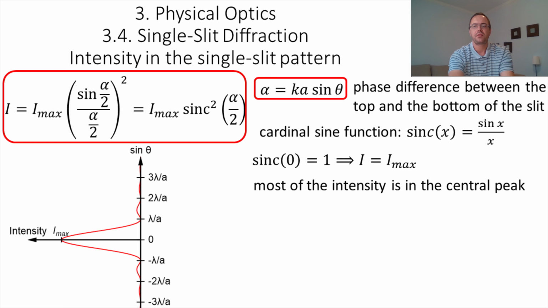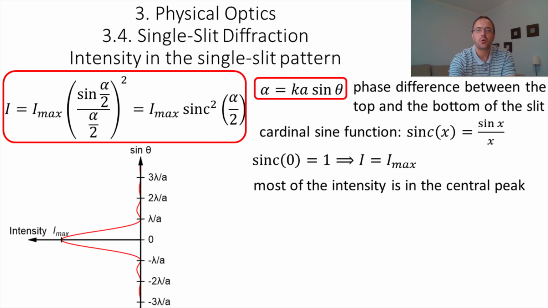And then it decreases rapidly. Right? So most of the intensity is in fact in the central peak. And you can also see on the graph, and we have already shown that the dark fringes with 0 intensity are given by sine theta is equal to plus or minus lambda over a, plus or minus 2 lambda over a, plus or minus 3 lambda over a, and so on. And you can see that from the formula as well.